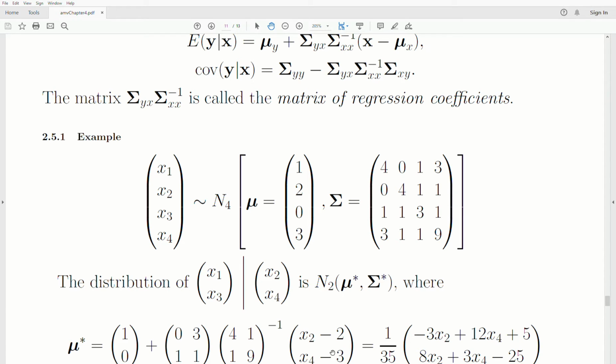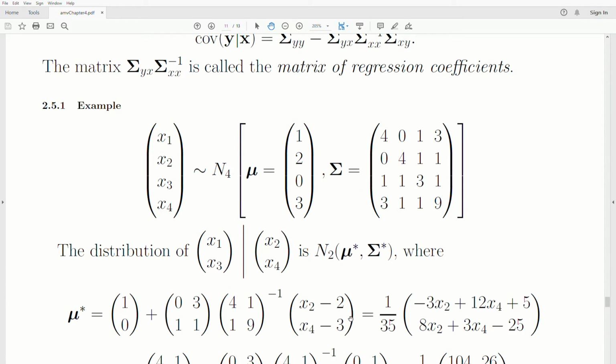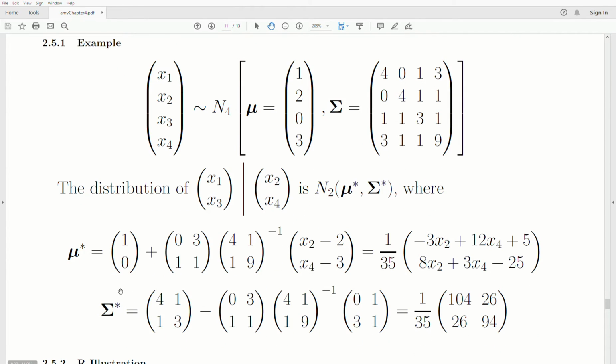And then when you do this matrix multiplication, and I encourage every one of you to do this, you get this equation here on the right. Since we're conditioned on x2 and x4, we have to be given numbers for x2 and x4. And once we're given those numbers, then we know the mean vector of y given x. Now the variance is the respective covariance matrix. You do this multiplication and you get this equation here. Now we're going to do an R illustration to show you that indeed you do come up with these values.